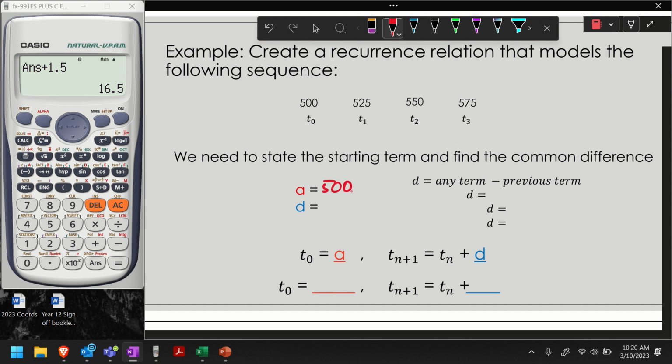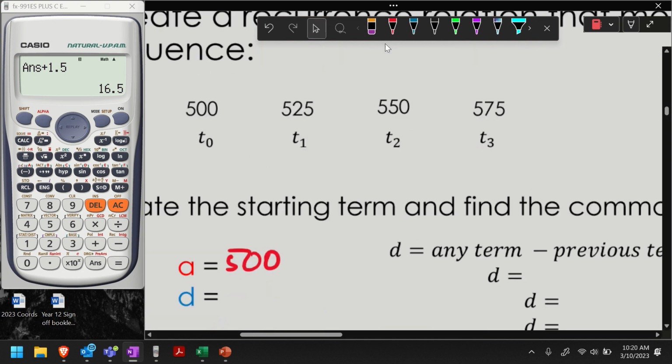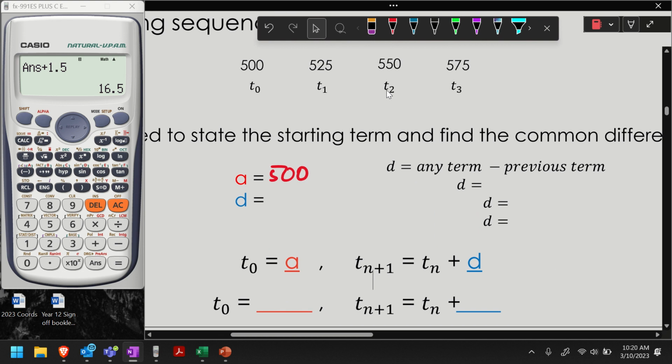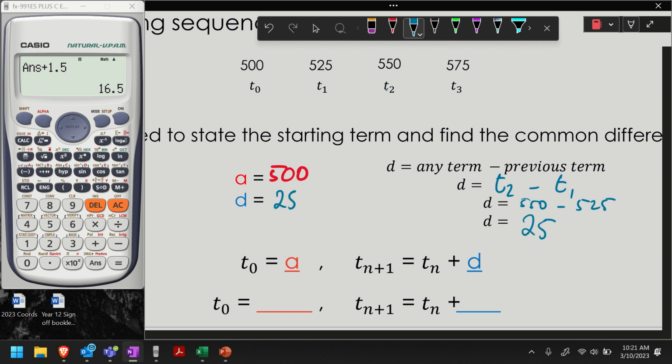Okay, easy. The next thing we need to find is what's the common difference. So we can actually use this here. Let's fill it out. Anyone want to pick a term we can use? Which term? 550. So we're going to use T2, take away T1, because it's the current minus the previous. So it's 550 take away 525. Again, they want you to show working out in year 11, so please make sure you do it. So in this case, 550 minus 525 should be 25. So the common difference is 25.